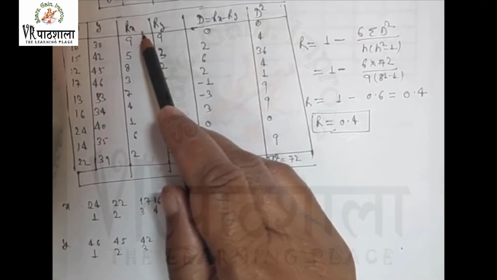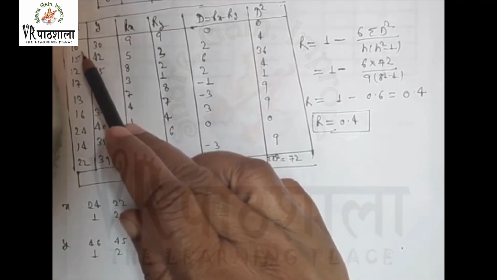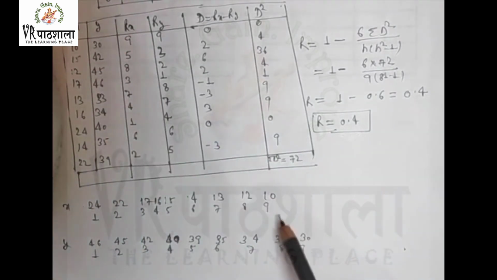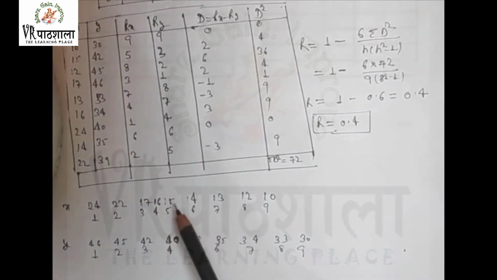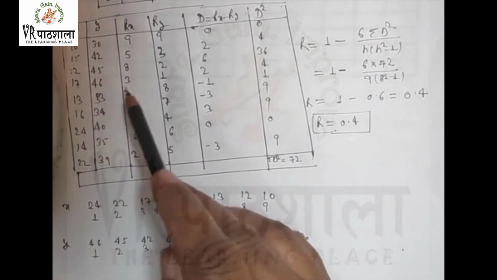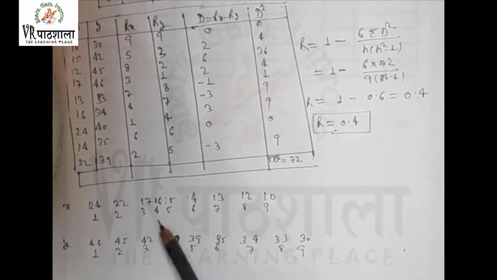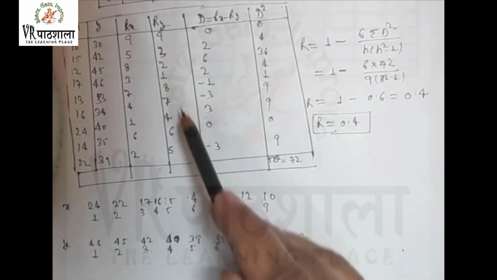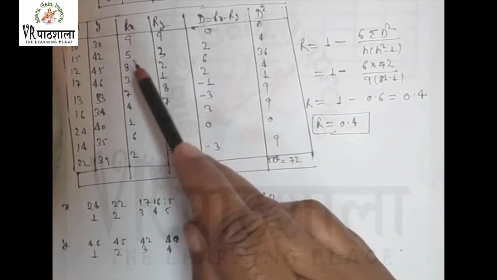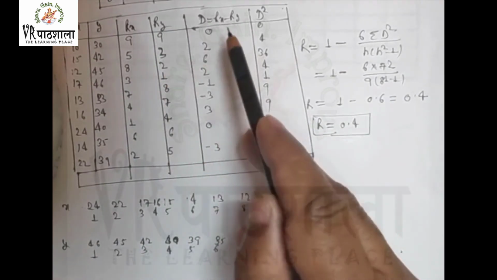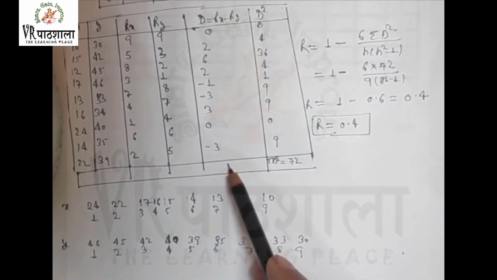Now the Rx, rank of series x: the rank of 10 is 9, the rank of 15 is 5, the rank of 17 is 3. Similarly the rank of y. Now the difference d, Rx minus Ry: 9 minus 9 is 0, 5 minus 3 is 2, 8 minus 2 is 6. Similarly we calculate the d.